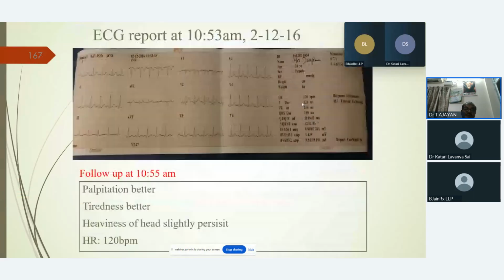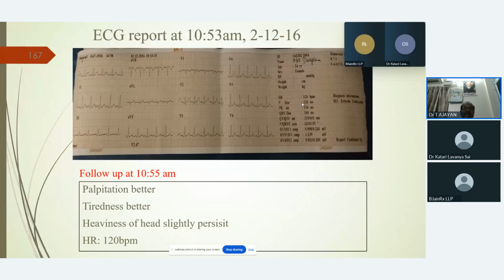Look here, within 1 hour the next ECG shows the heart rate gradually reduced to 120 beats per minute. At that time also it is classical sinus tachycardia, exceeding 100. The P wave is followed by the QRS complex. The P wave is inverted in AVR. The P wave is upright in lead 2. At that time it is declared normal sinus rhythm, but only one finding, the heart rate is more than 100.